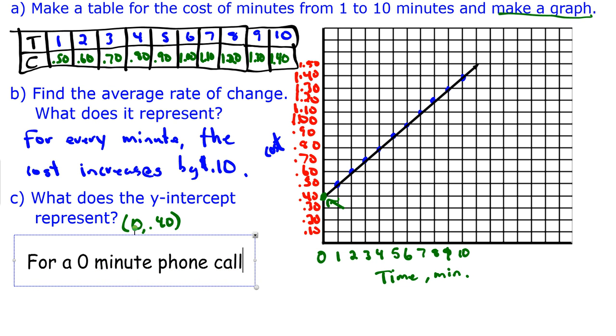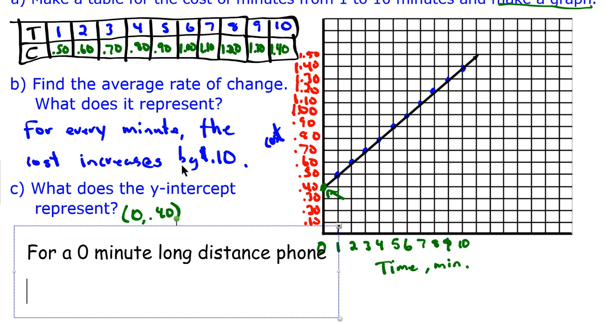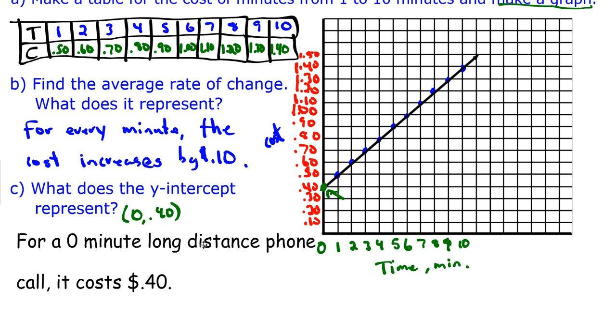And this is long distance, isn't it? Yeah, it's long distance. So for a 0-minute long distance phone call, it costs 40 cents. That means it costs just 40 cents to pick up the phone. Sounds weird, but according to our graph, that's what we have. It would probably be fine if you said that at 0 minutes it costs $0, which should be true, but of course our graph is like this. So moving on now.